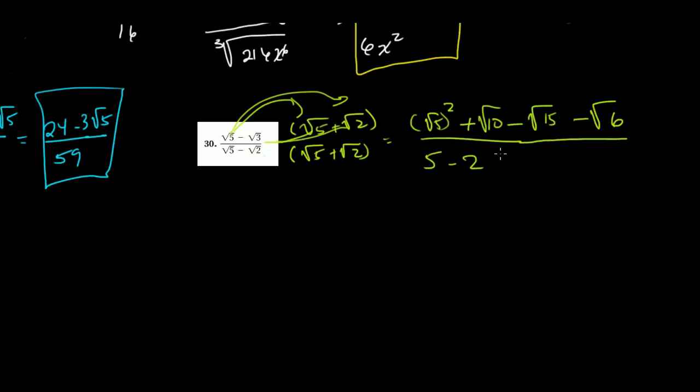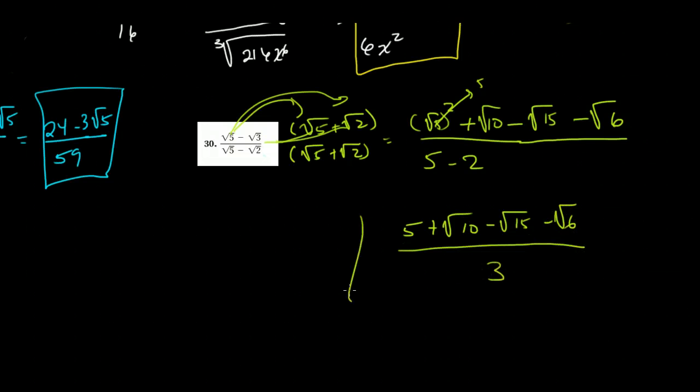So this is really quite a rack here. Now with the numerator, there isn't going to be much I can do there except deal with this guy here, and that's just 5. So it'll be 5 plus radical 10 minus radical 15 minus radical 6, and all of that is over 5 minus 2, which is 3.